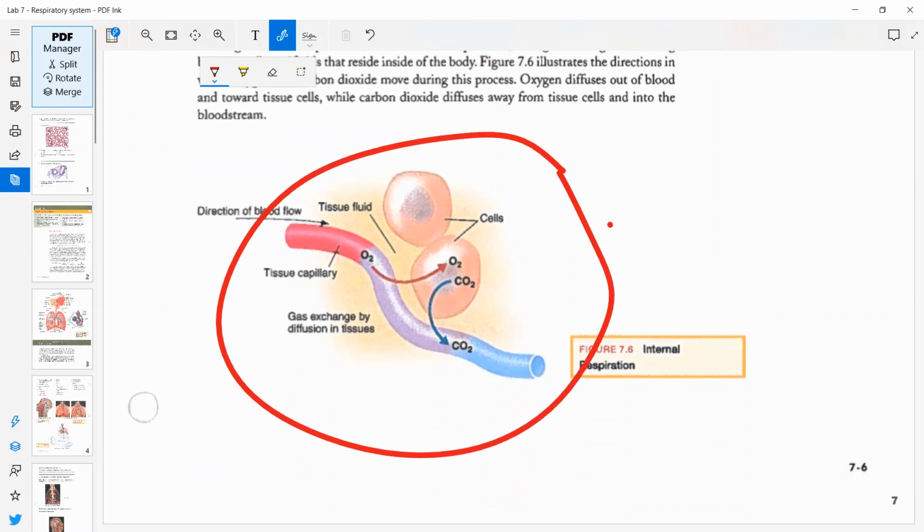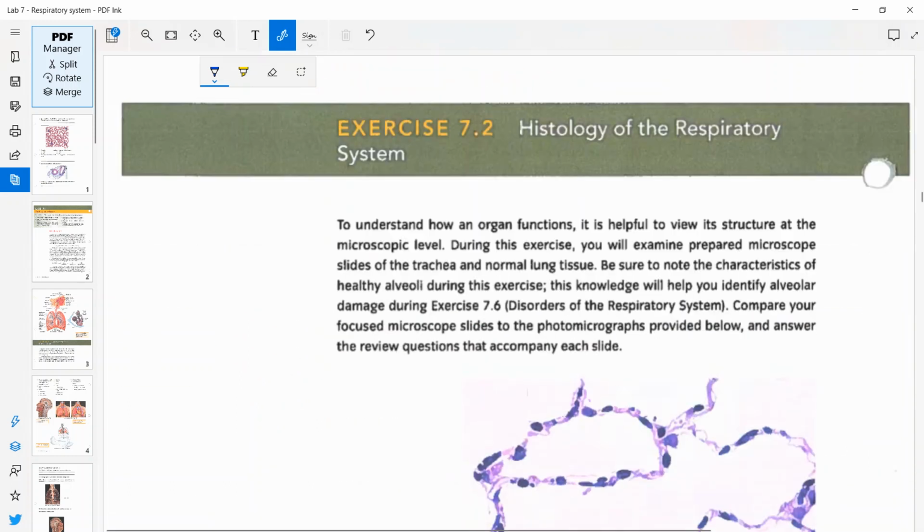In the internal respiration, oxygen leaves the blood and gets into the cells that require oxygen for cellular respiration, while CO2 leaves the cells, gets into the blood, and is taken to the right side of the heart and then into the pulmonary circulation.